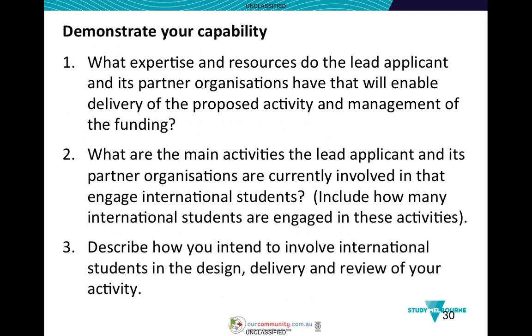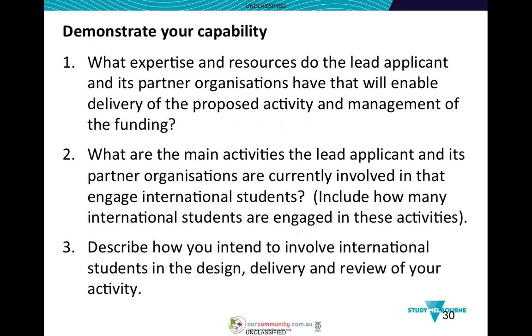The third one is about describing how you intend to involve international students, again, particularly in the design, delivery and review of your activity. So this really does enable you to expand on what you may have referenced in earlier responses to questions. You'll really be able to provide us with some detail about that involvement and really explore how you're going to ensure a higher level of engagement because you have involved them in those elements of the activity.